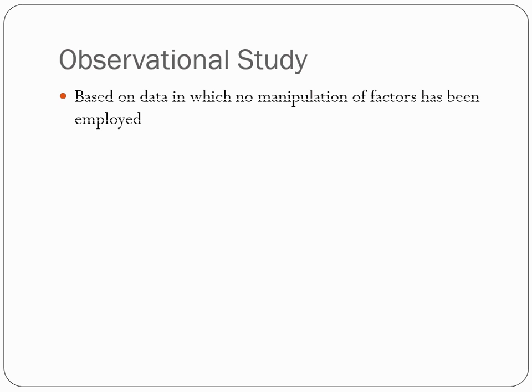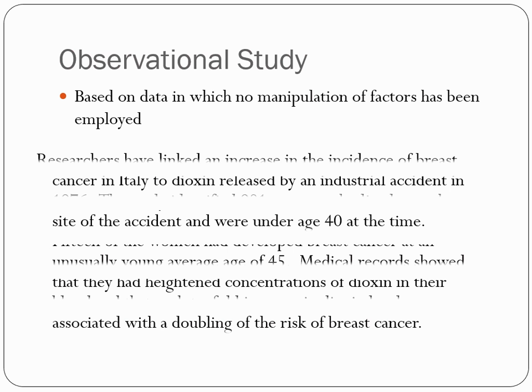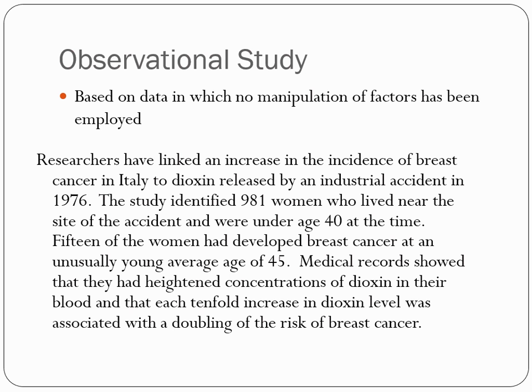First off, an observational study is based on data in which no manipulation of factors has been done. Here's an example. Researchers linked this increase in breast cancer in Italy to this dioxin that was released by an industrial accident in 1976. Well, here's the thing. They couldn't go in and actually release the toxic chemical. They went in and found 981 women who lived near the site. They were under age 40 at the time. And they just studied the number of them that developed breast cancer at an unusual age.